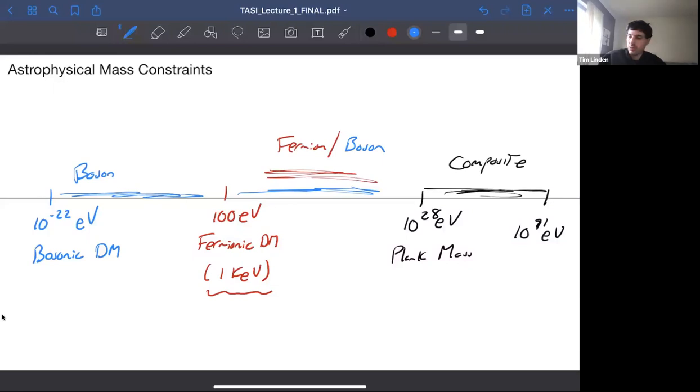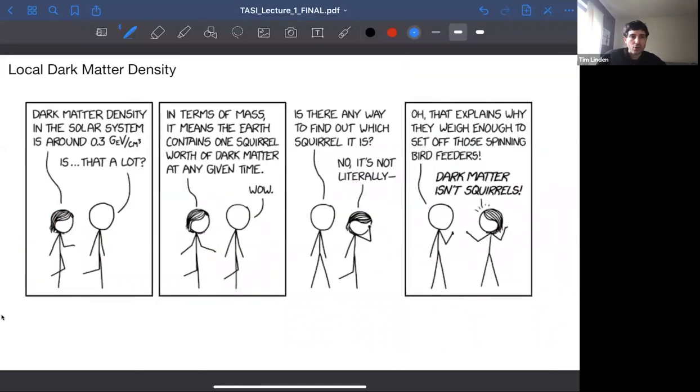Okay. So now let's get into a little bit more of the details, some things that are useful to know when looking for dark matter out in the galaxy and universe above us. The most important number that you should have in mind is the local dark matter density. And the most important way to remember the dark matter density is that it is 1 squirrel of dark matter per Earth. The dark matter density around the solar position is about 1 squirrel within the radius of the Earth. And of course, the question is we need to find this squirrel.